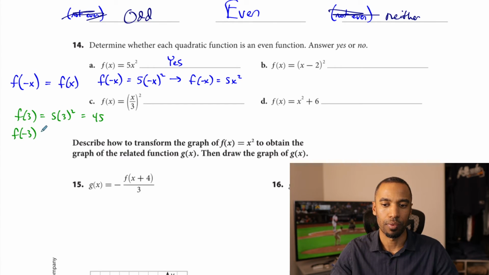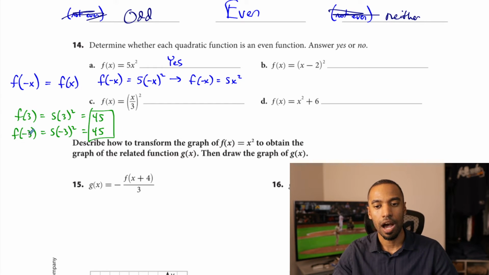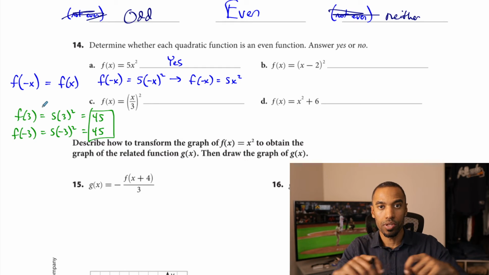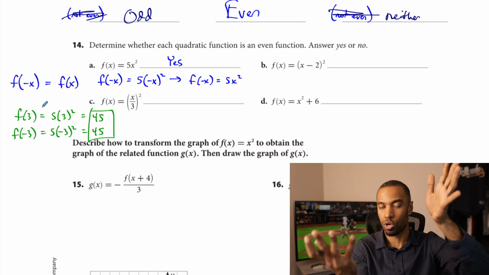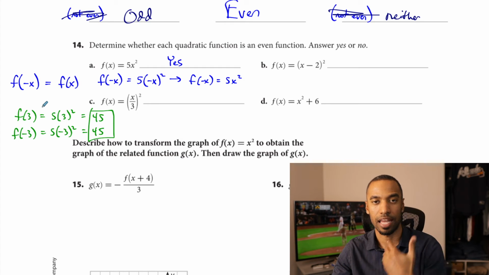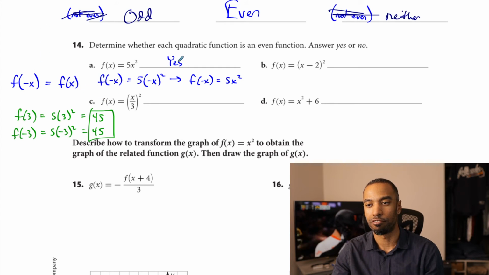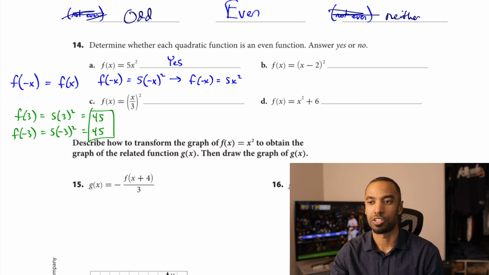F of negative 3 is 5 times negative 3 quantity squared. Negative 3 squared is also positive 9. Times 5 is also 45. I'm getting the same y value out by substituting the opposite x value in. And that's where you get that symmetry across the y-axis. That's what an even function does. All even functions do it. This is an even function.